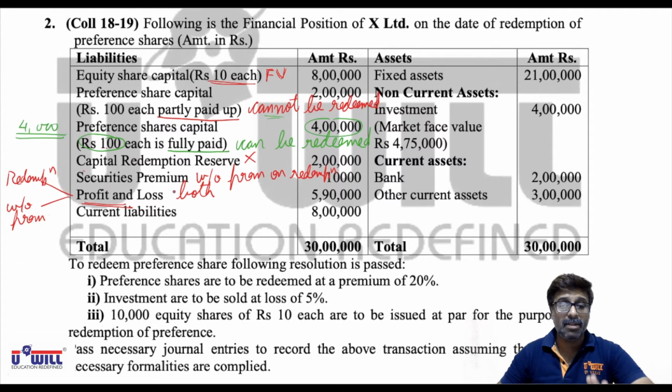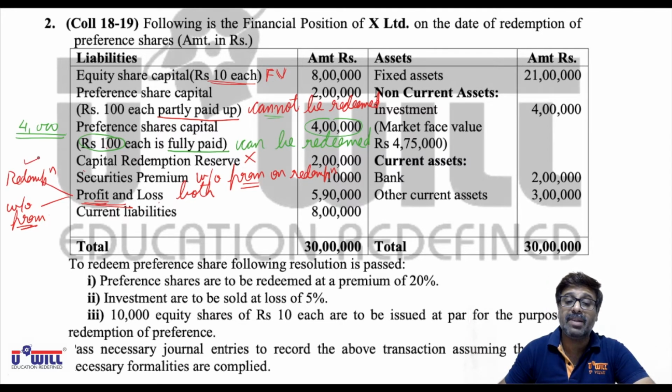P&L account is available for dividend. Condition number 4: Premium on redemption shall be provided out of securities premium account as well as profits of the business. So capital redemption reserve cannot be used neither for redemption of preference shares nor for premium. Securities premium can be used only to write off premium on redemption, but the profit and loss account can be used for redemption of preference shares as well as to write off the premium on redemption.